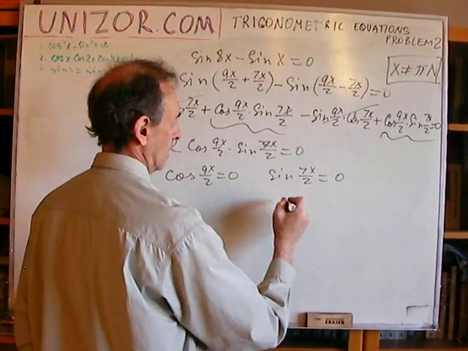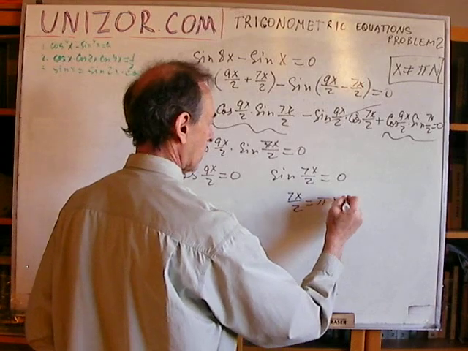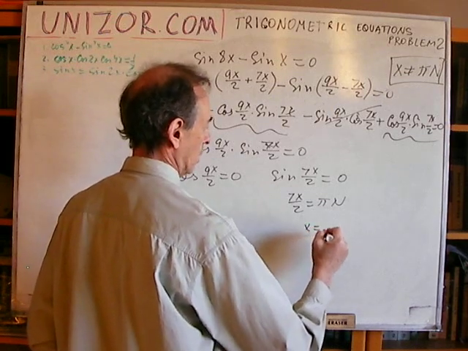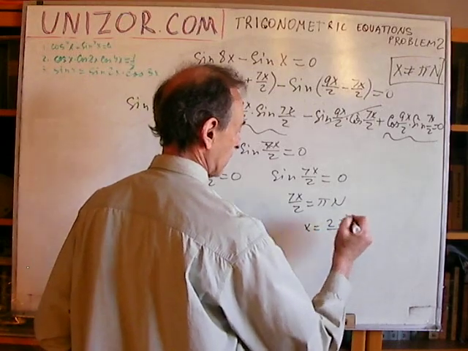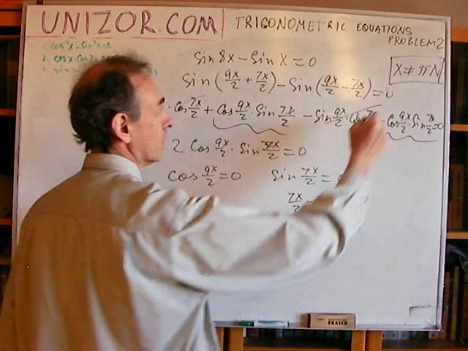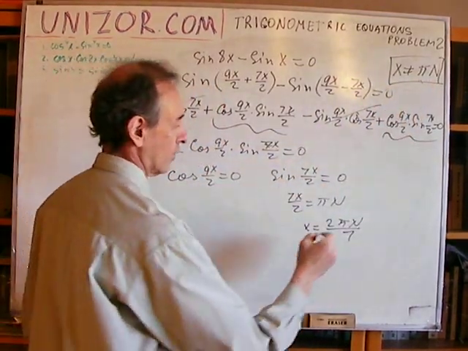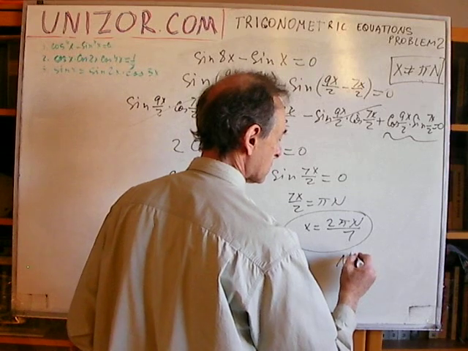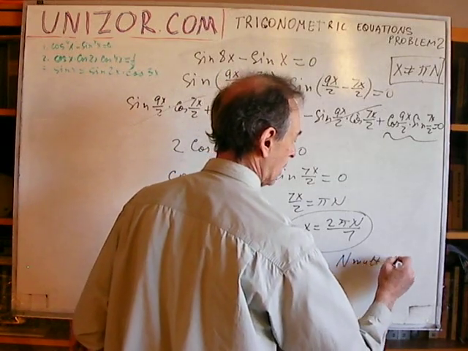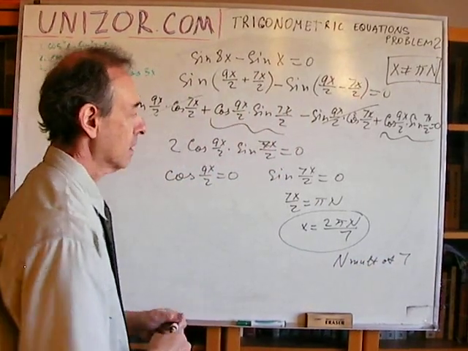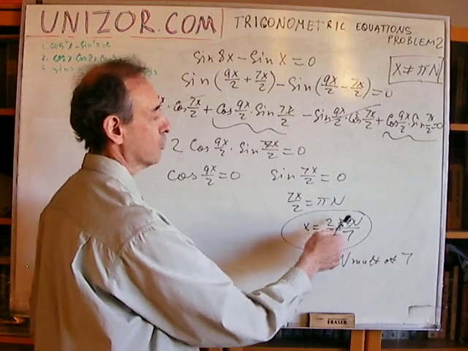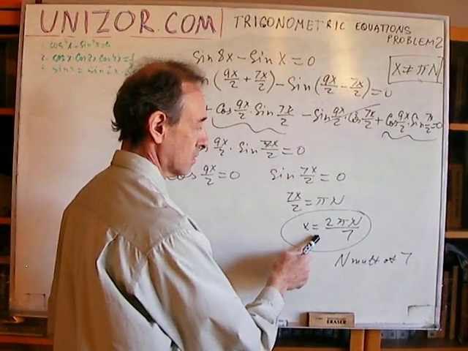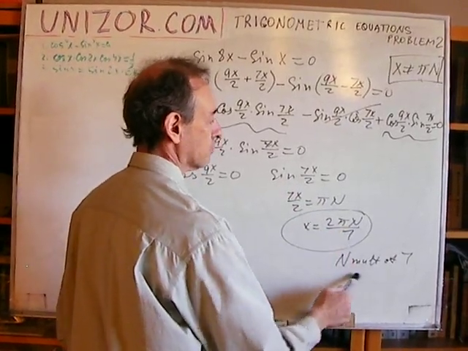In this case, it's easy. 7x over 2 equals 2 pi n, which means x is equal to 2 pi n over 7. However, we should really exclude this thing, right? So this formula is true for all integer n except those which are multiple of 7. If n is multiple of 7, then this will be reduced, and I will have 2 pi something, which means one of these, and these are not the solution. So this formula is good, but only if n is not multiple of 7.